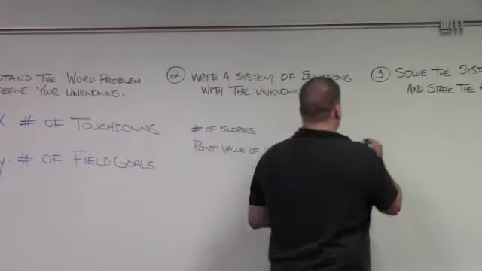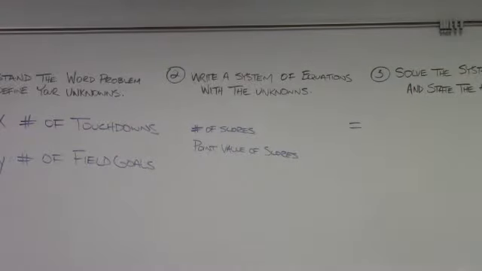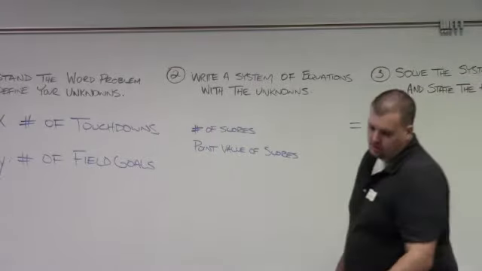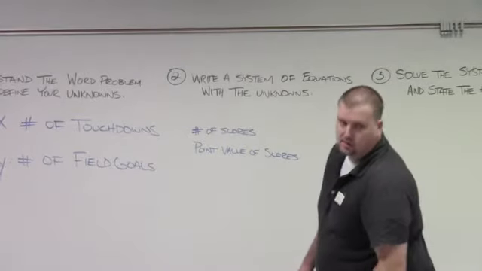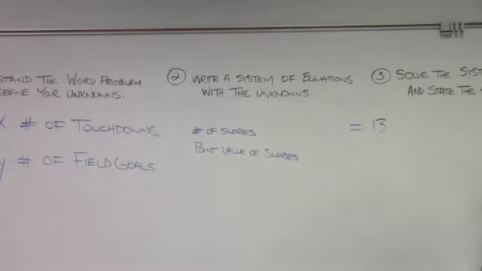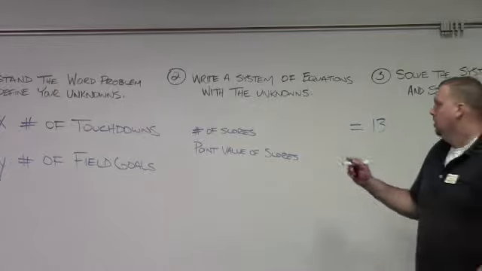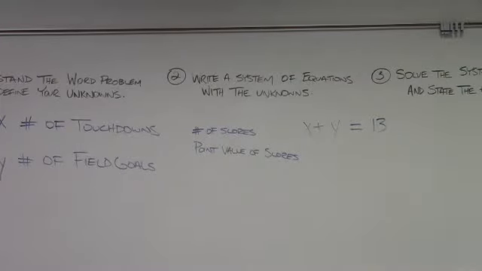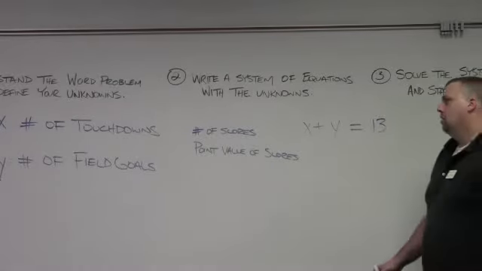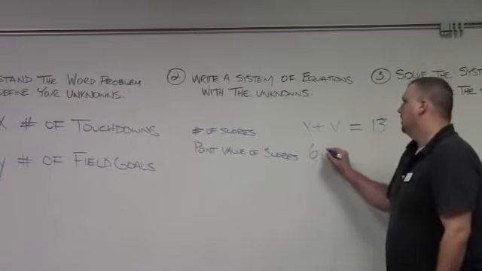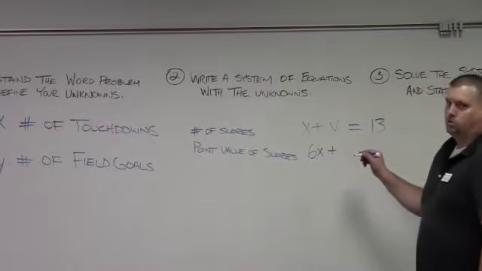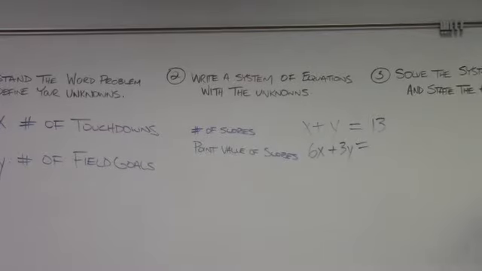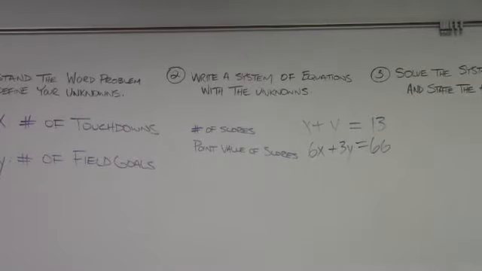So as far as the number of scores, how many were there? It says the total number of touchdowns and field goals was 13. So there were 13 altogether. We just don't know how many of each we had. So X plus Y has to be equal to 13 as far as the number of scores. The point value of the scores: how much is a touchdown worth? 6 points, so 6 times X. How much is a field goal worth? 3 points, so 3Y. And the total number of points scored altogether, 66. Okay, so there's our two equations.